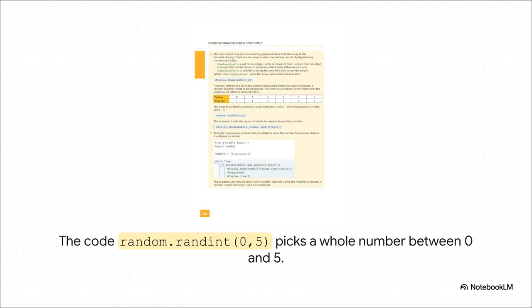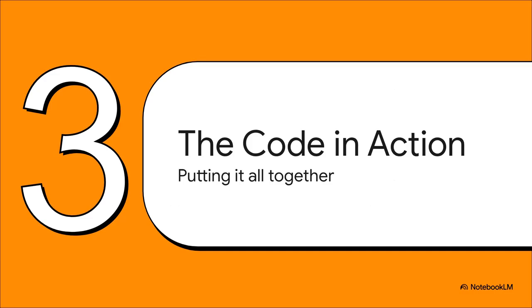Our die has 6 sides, right? So our array has 6 items, and their indexes are 0, 1, 2, 3, 4, and 5. So we can just tell randint, hey, pick any whole number between 0 and 5. It's a perfect match. All right, we've got our list of numbers sitting in an array. We've got our tool for picking a random number. It is time to put all of these pieces together and look at the final code.